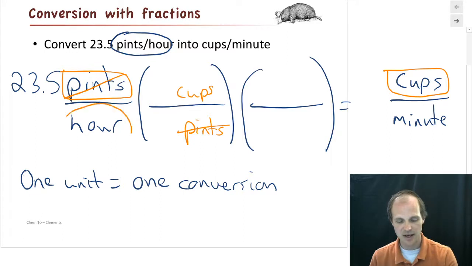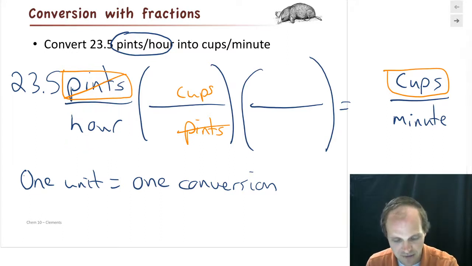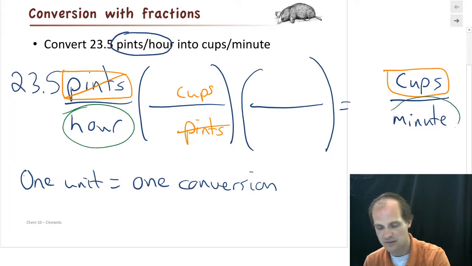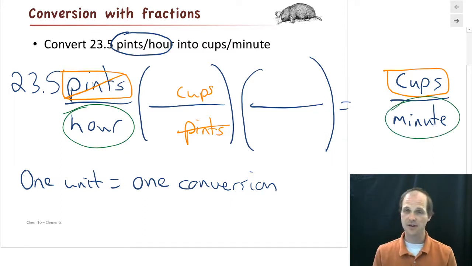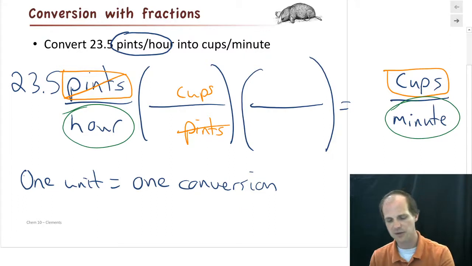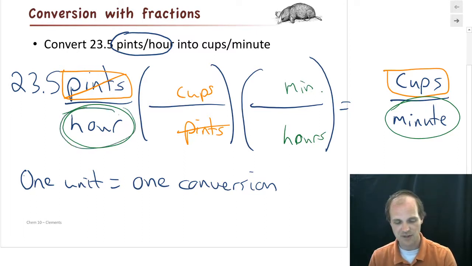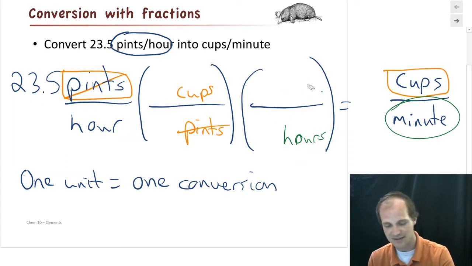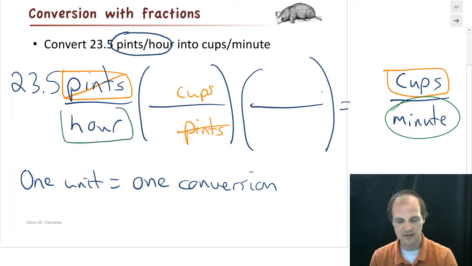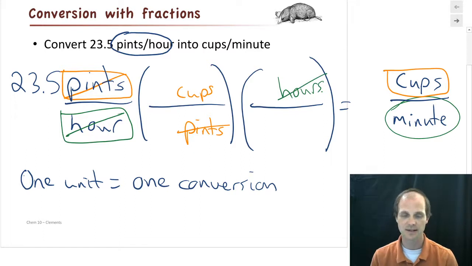So now I want to convert hours. Let me do this in a different color. I want to convert hours into minutes. Now, here's where people sometimes get mixed up. They're like, okay, well, I always put the thing I'm getting rid of on the bottom, and then I put this one on the top because that's what I want, and that's what we've been used to. But look, I've got hours on the bottom and hours on the bottom. If I take hours on the bottom and multiply by hours on the bottom, do they cancel? The answer is no. I need 1 on top and 1 on the bottom. So here, since I've got hours on the bottom, I need hours on the top up here. 1 on bottom cancels 1 on top.